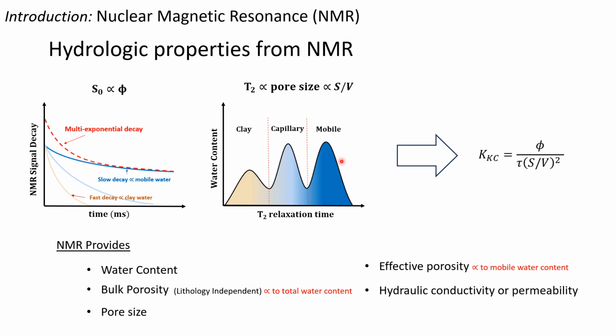And finally, we can use the T2 distribution and also porosity to estimate hydraulic conductivity. And this estimation of hydraulic conductivity is based on calibrated empirical models, which are lithology based, and provides a relationship between NMR signal and hydrology. That is how we estimate hydrological properties from NMR.